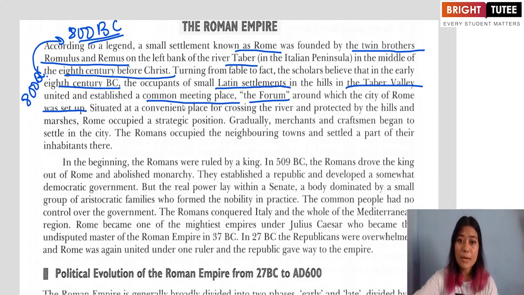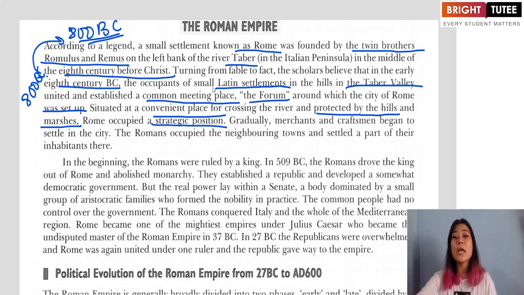Now, Rome is situated at a very convenient, strategic place, and it is protected by hills. It is placed at a crossing on the river, so you can cross the river easily. Not only does it have access to the river, but it is also surrounded by hills and marshes. So the city of Rome occupied a strategic position. The people living in that area would not be easily attacked by others because it was surrounded by hills and marshes, and if they had to travel by water to other places, it had access to the river as well.